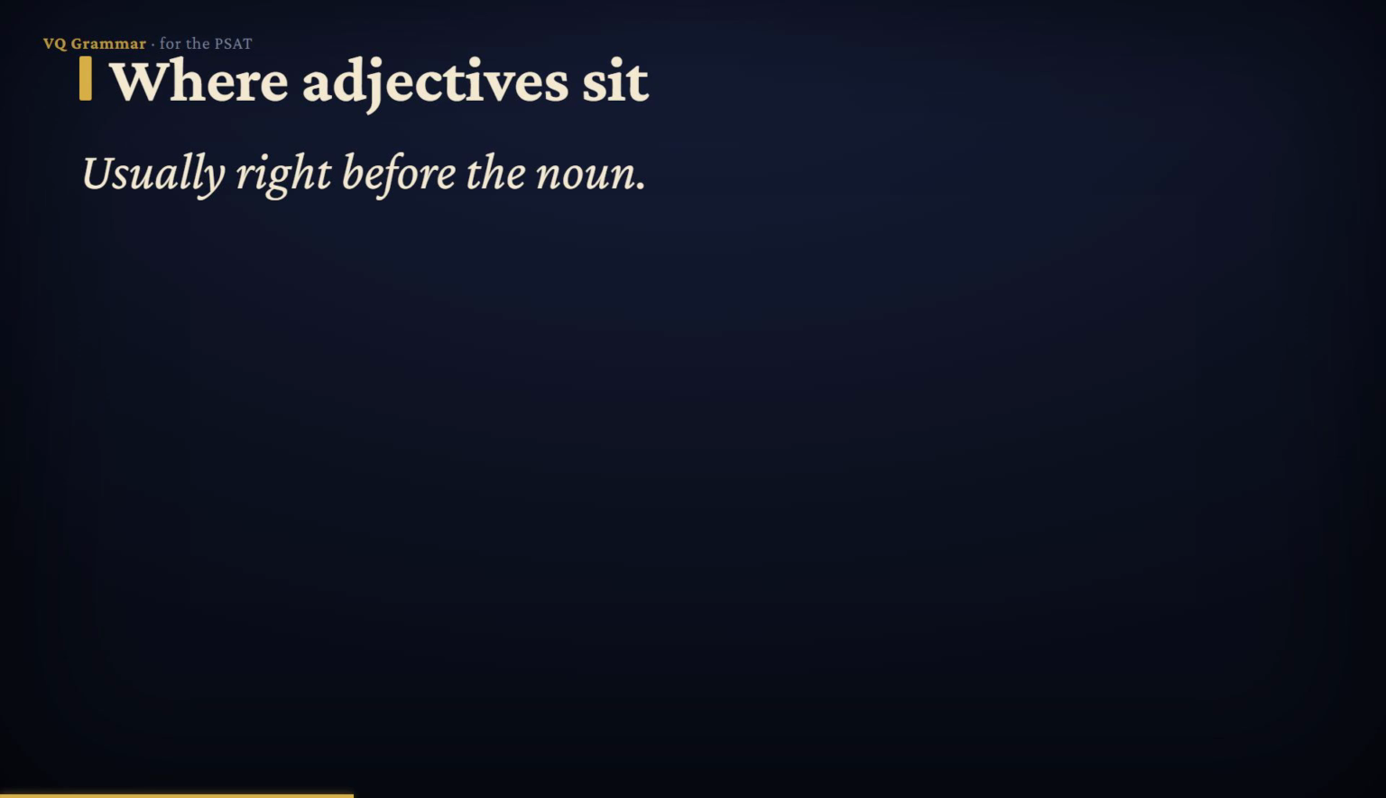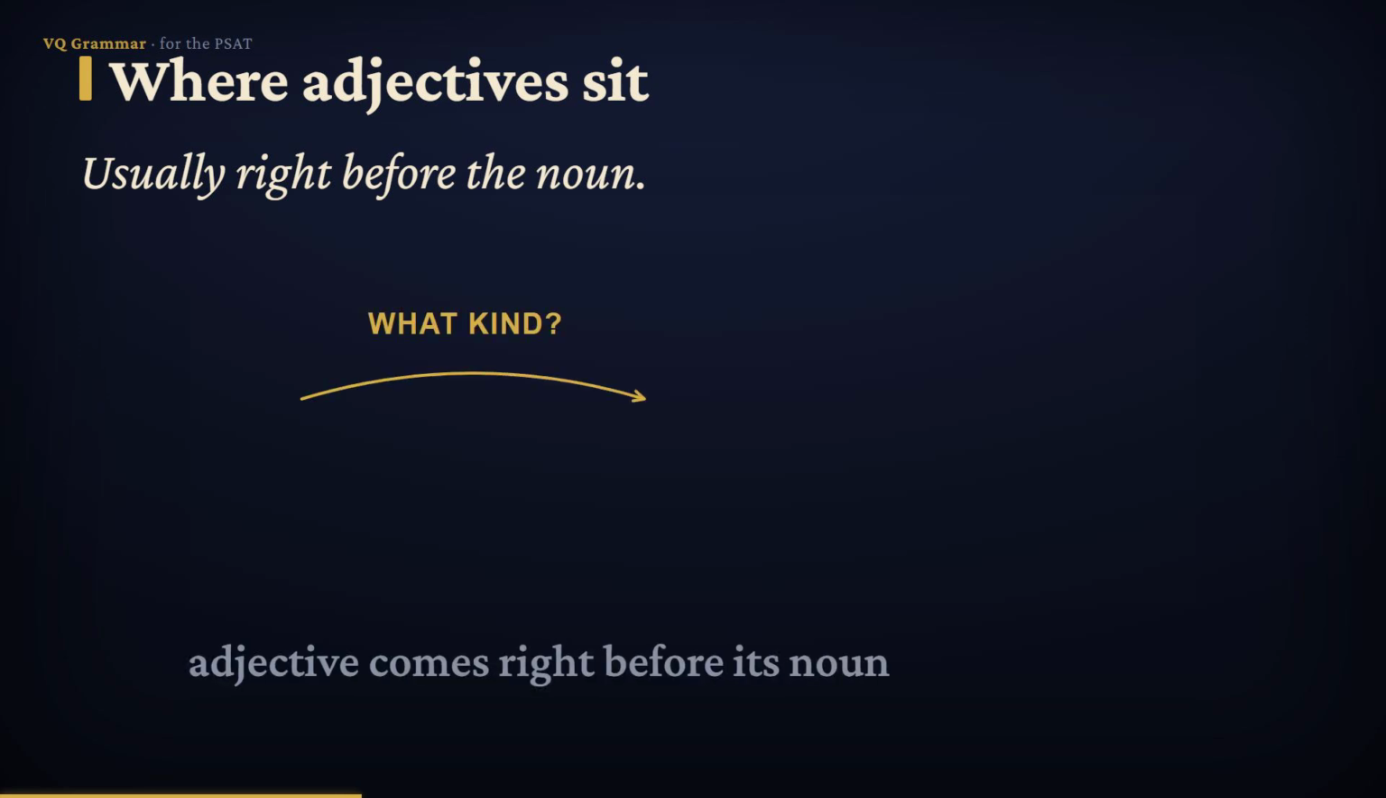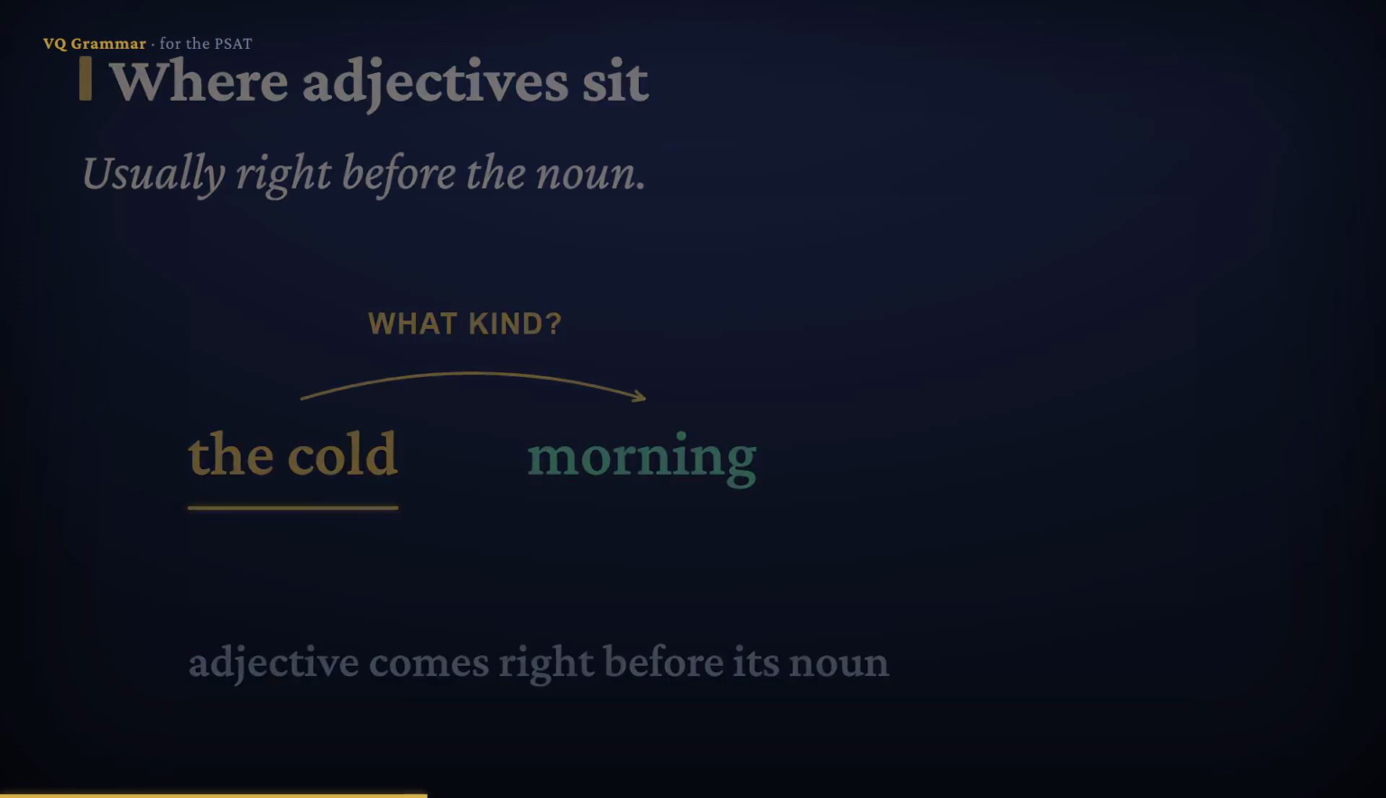Most of the time, an adjective sits right in front of the noun it describes. The cold morning. Cold comes just before morning and tells what kind of morning it was. So your first place to look is always the word right before a noun. If it's describing that noun, it's an adjective.